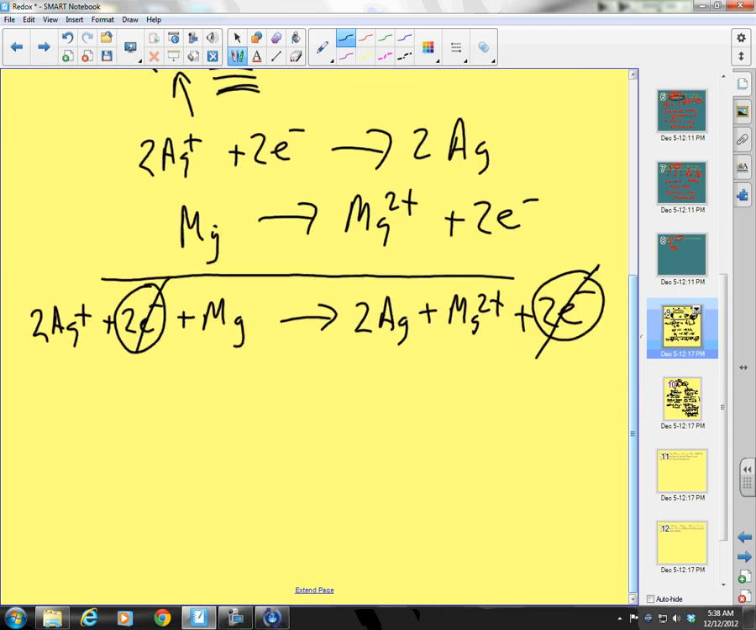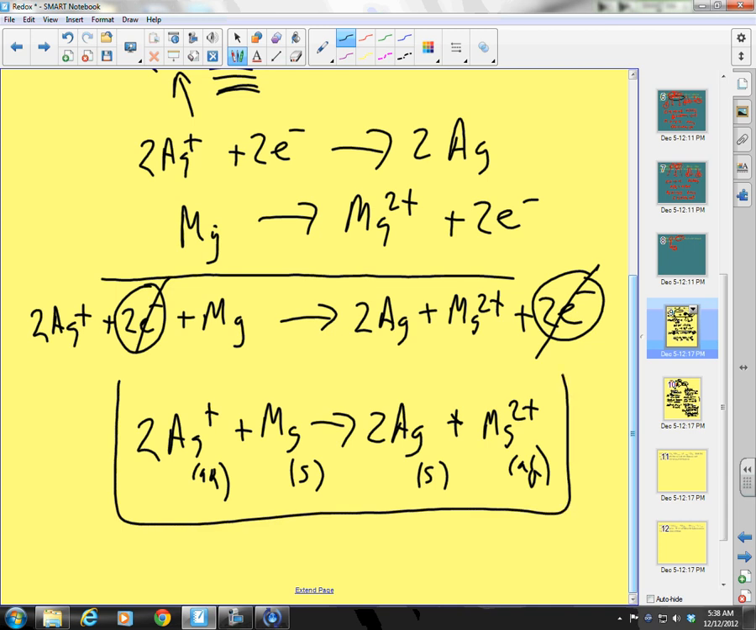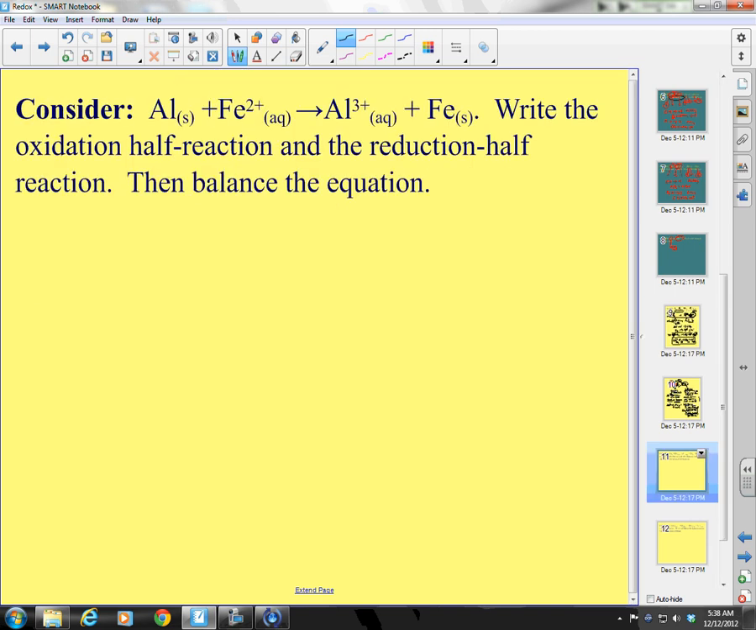And so what am I finally left with? 2 Ag plus magnesium yields 2 Ag plus magnesium cation. And I could put in my states, right? And that now is my balanced redox reaction. Cool. All right. You guys give this one a try. Bring me back when you're ready.